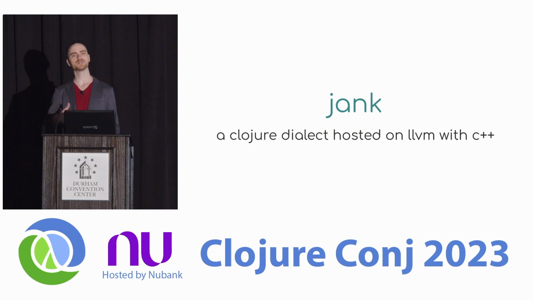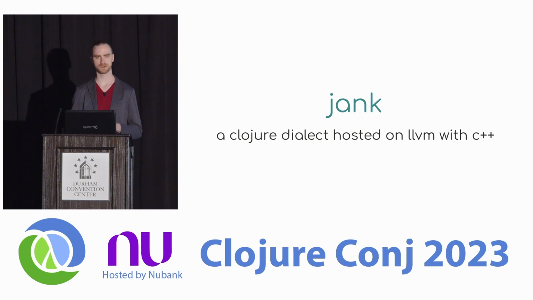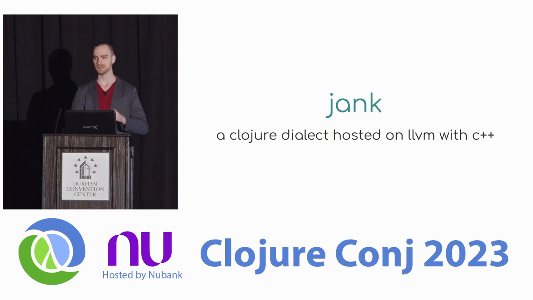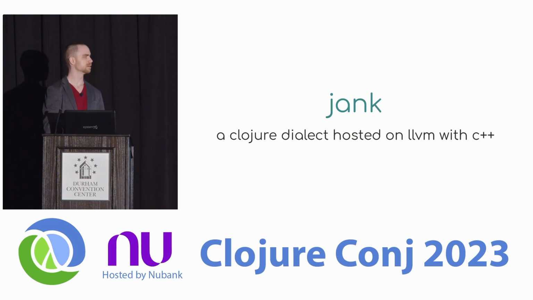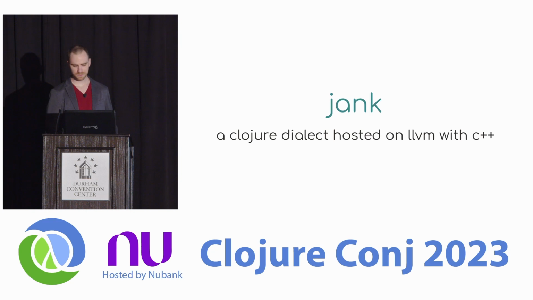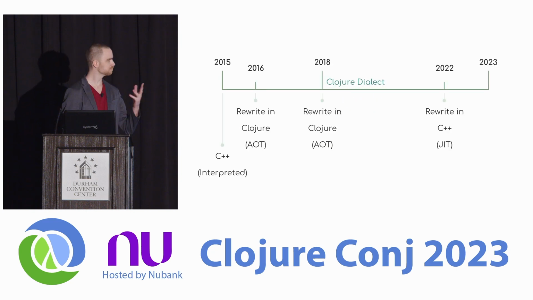Now, I've been working on Jank for 7 years. I started in 2015. When I started on Jank, it was not a Clojure dialect. In fact, I think when I started on Jank, I didn't know what Clojure was. However, Jank was always a Lisp. It started out as a Lisp that was statically typed and had a lot of parametric polymorphism following what we have in C++. But throughout the years, I learned Clojure.